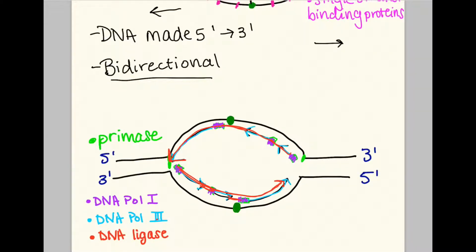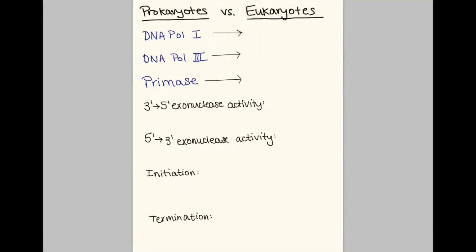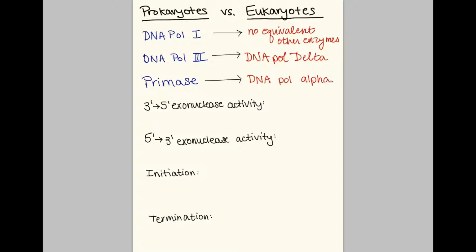So next, after this, I'm going to talk a little bit about the differences between prokaryotes and eukaryotes. DNA polymerase I has no equivalent in eukaryotes. Instead, eukaryotes use a bunch of different enzymes to achieve the same thing as DNA pol 1. DNA pol 3 is replaced by DNA polymerase delta in eukaryotes. And primase in prokaryotes is replaced by DNA pol alpha in eukaryotes. And 3' to 5' exonuclease activity, that's in the opposite direction of DNA synthesis. Synthesis is from 5' to 3'.